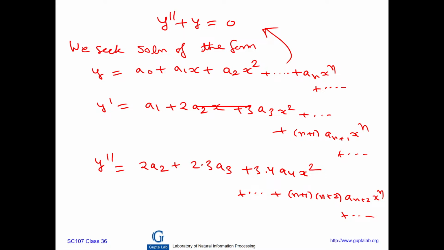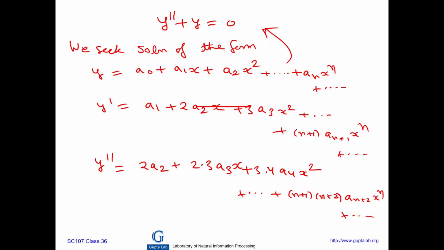Now we know that from that equation the sum of these two things should be 0. So what will it mean? 2a2 plus a0 is equal to 0, when we take the first coefficient. Similarly we can take the second coefficient. Something is wrong, x is missing, right? So we can compare the second coefficient and third coefficient.